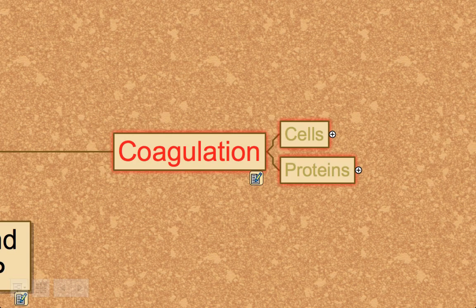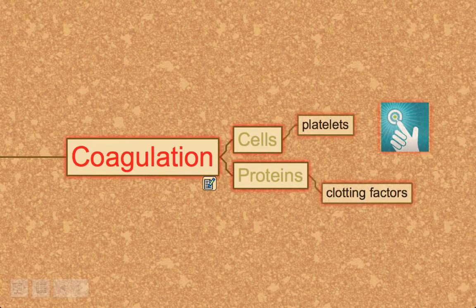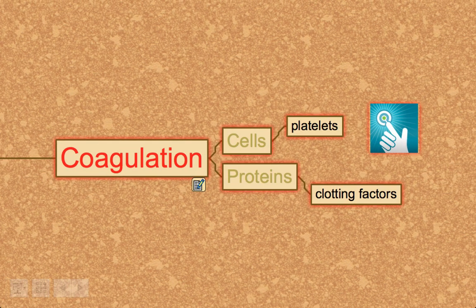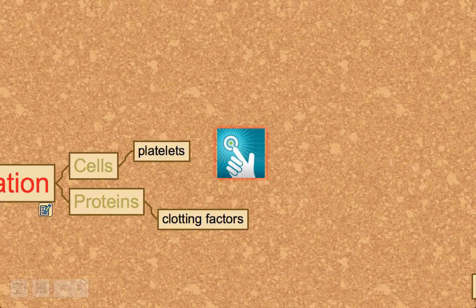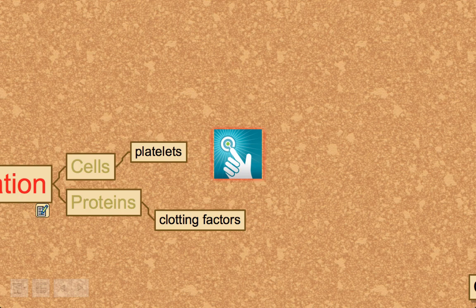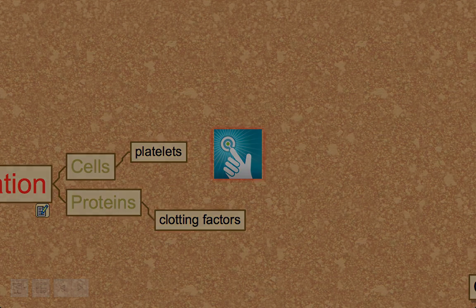So here it is. Bottom line is, coagulation can be boiled down to only two components, the cells and the protein. The cells are the platelets. Proteins represent the entire clotting cascade. So from here, let's go ahead and sketch that out, and I'll show you what I mean.